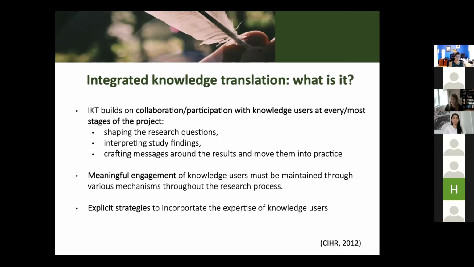There are many advantages to IKT. For instance, the knowledge users are the real experts of their own needs, so they really know what question should be answered and what is useful for them. They bring different knowledge, skills, and insights to the research team. They have a unique understanding of the results, which may be different than that of the researcher, and they are well positioned to move these results into practice.